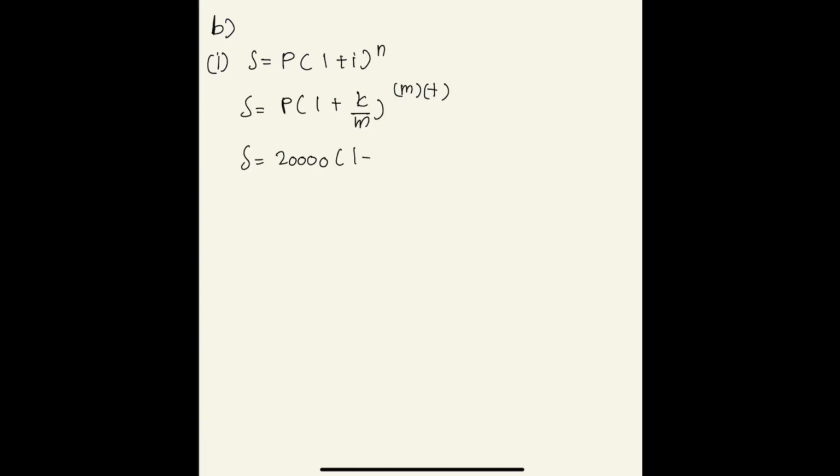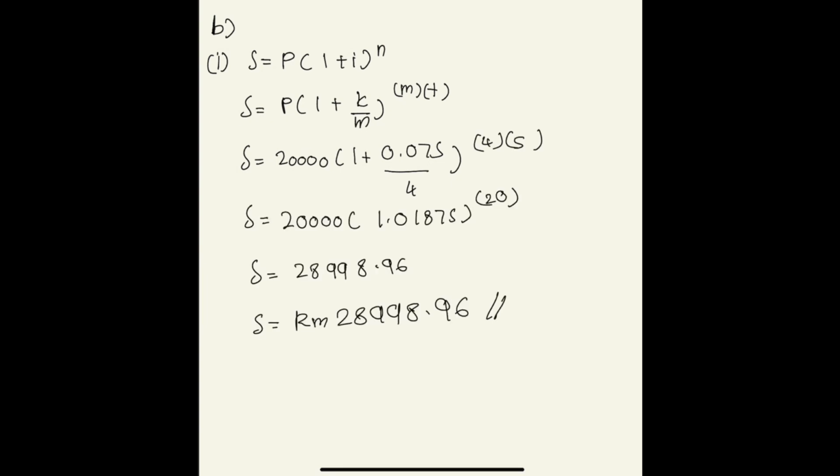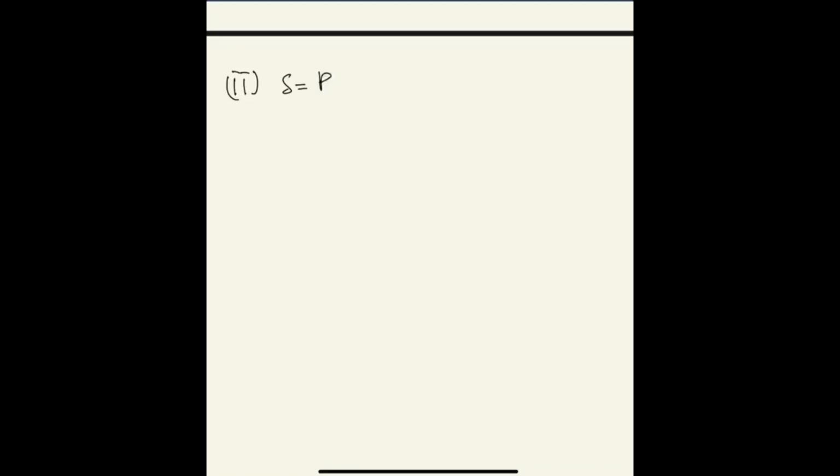So for question B, first Roman, we're going to use the formula S equals P(1 + i)^n. After we put in all the numbers, we're going to get RM 28,998.96. That's all.